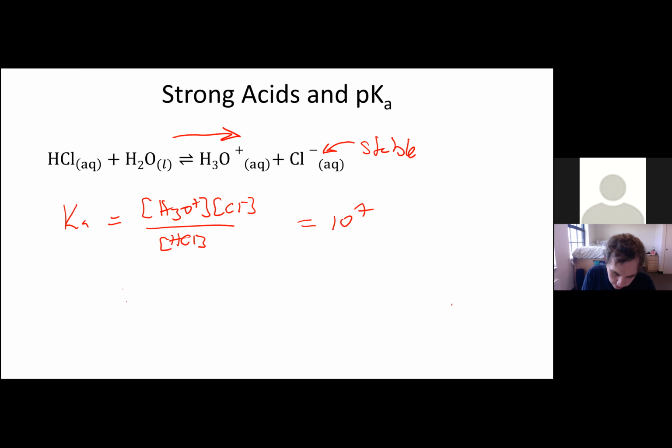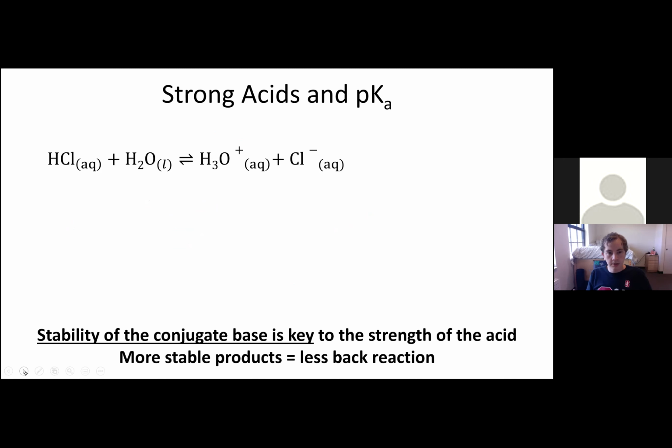And so with a Ka of 10 to the 7th, the pKa is equal to the negative log of that 10 to the 7th, so the pKa is equal to -7. This makes sense for that definition: pKa less than 0 indicates Ka greater than 1, and therefore, in this case, a strong acid. Like I mentioned, the stability of the conjugate base, in this case the chloride ion, is key to the strength of the acid, where the more stable the products, and therefore the higher the Ka favoring the products, that means that we see less back reaction.